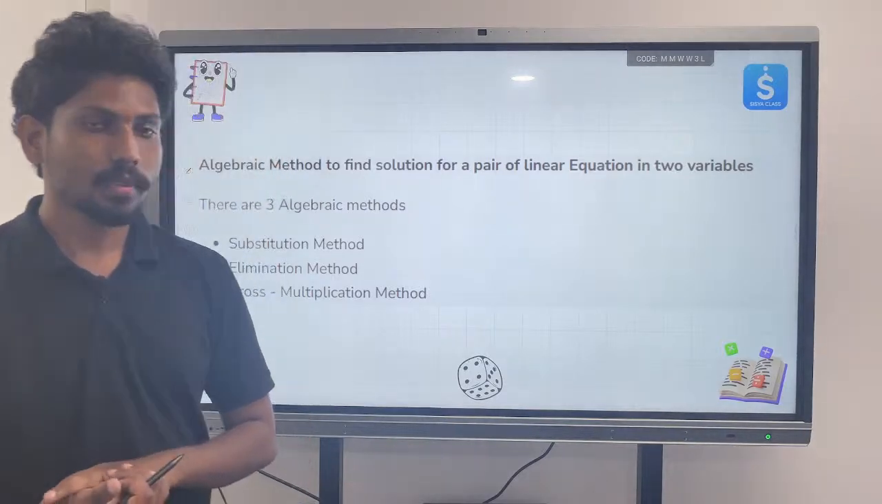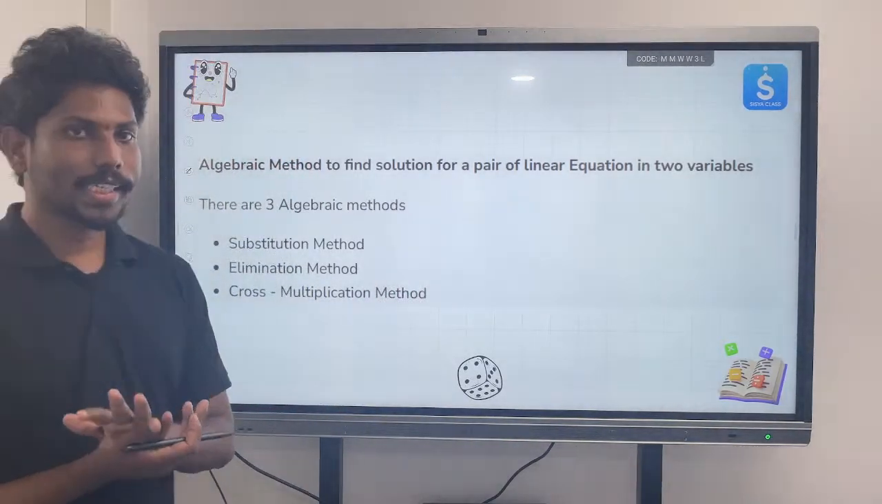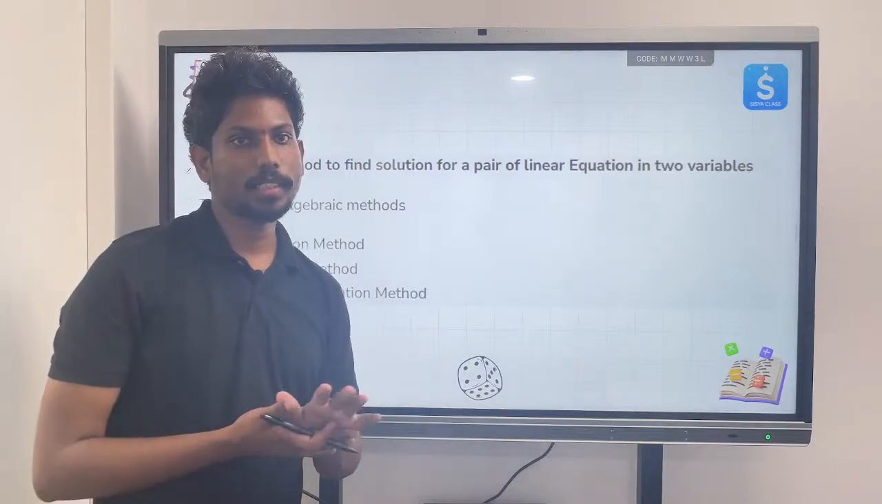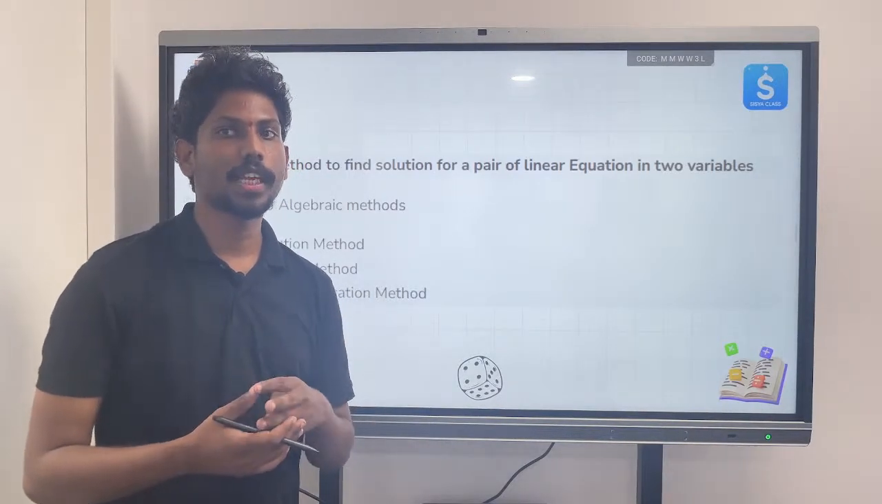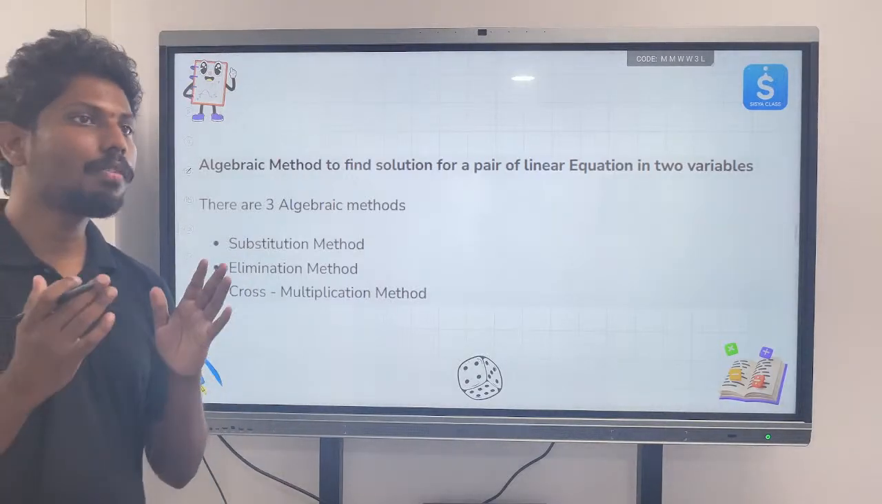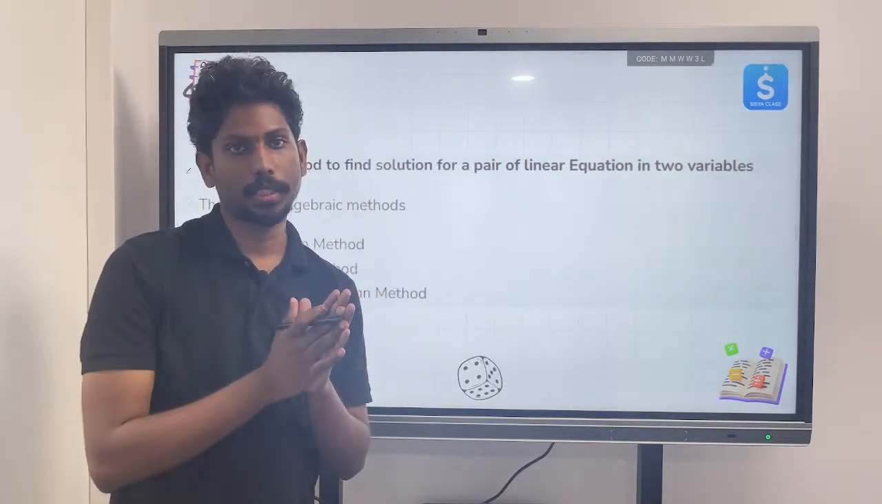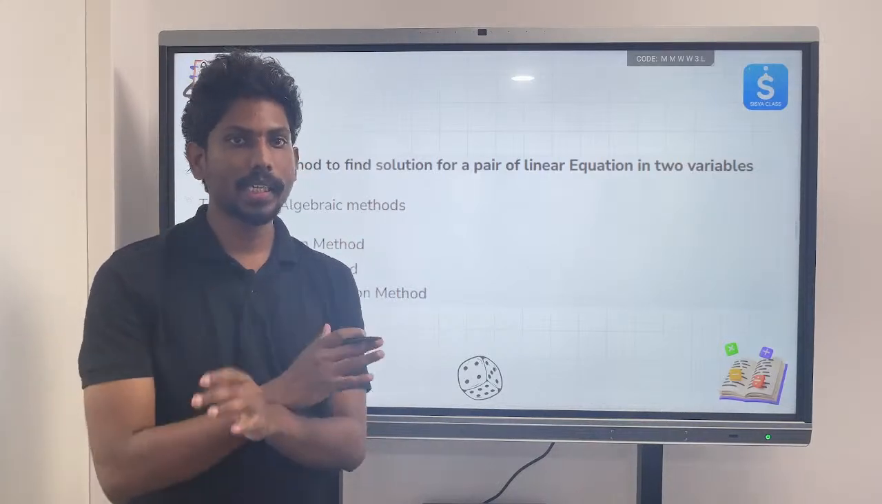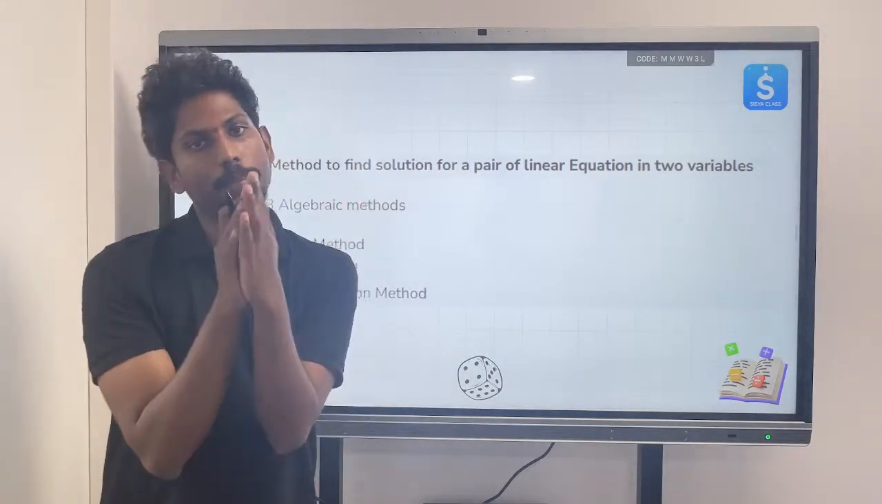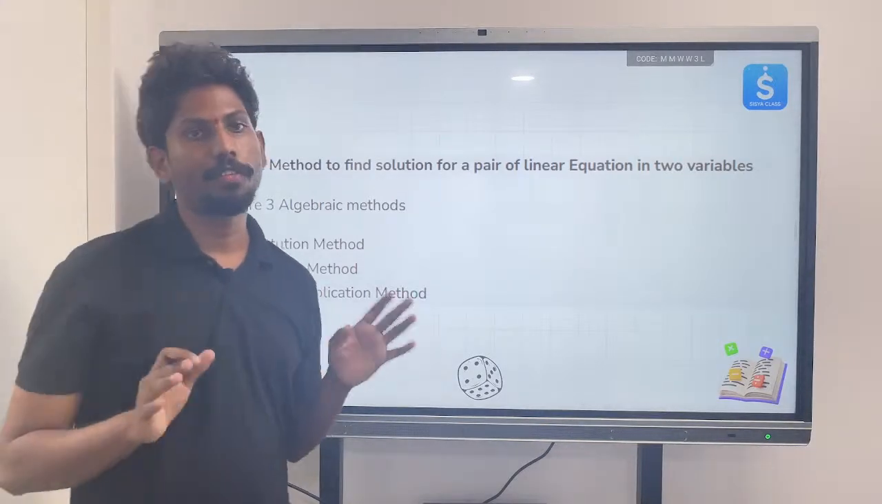Now we are looking at the next case, that is, the algebraic method. There are three different ways in which we can find the solution of a linear equation. Till now, we have found how two lines are related to each other, right? They might be parallel, intersecting, or coincident. But what exactly the solution is, we have never found out, right?